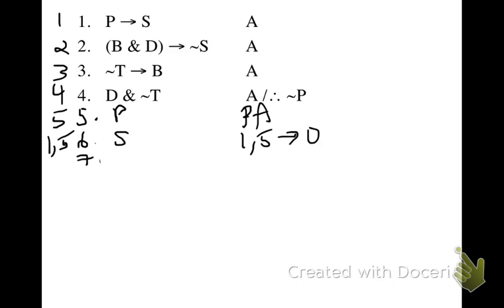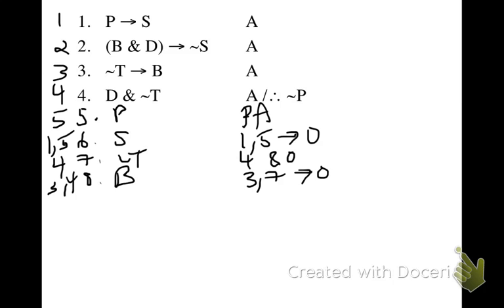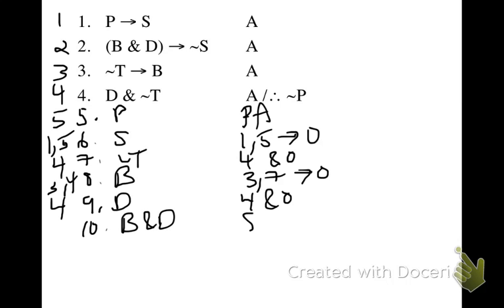And then I'm going to take not T out of line 4 by ampersand out, and that'll depend on 4. And I'll use that to get B out of line 3, so 3 and 7, arrow out. So that will depend on 3 and 4. Then line 9 will be D by 4 ampersand out, and that will depend on 4. And then I can make B and D by 8, 9 ampersand in, and that will depend on 3 and 4.